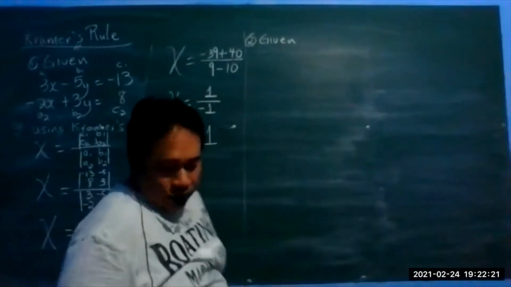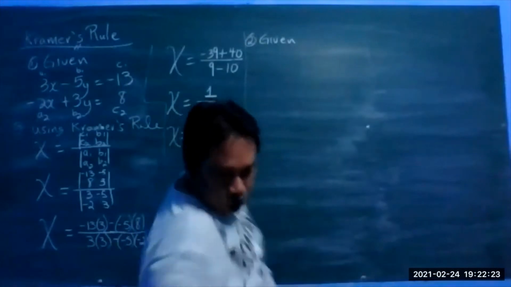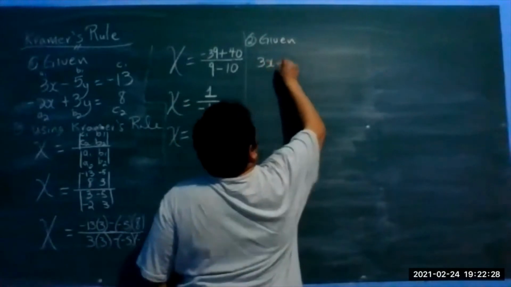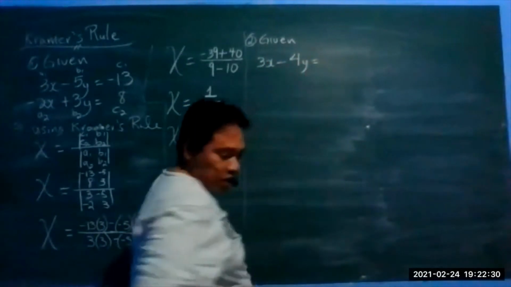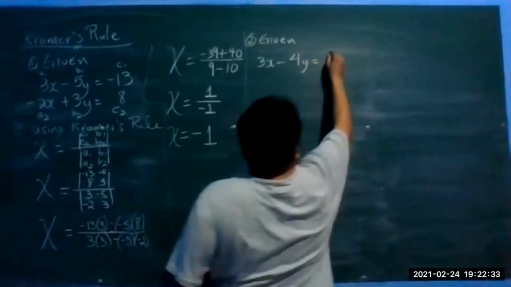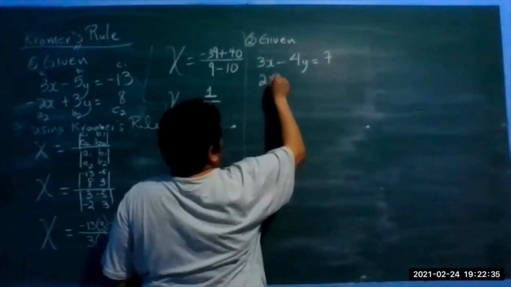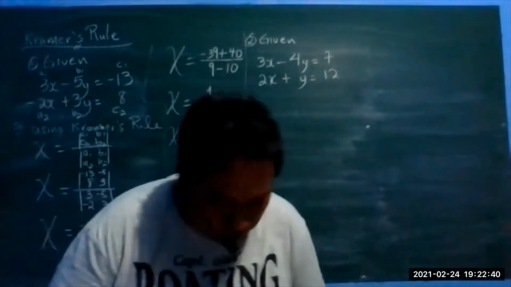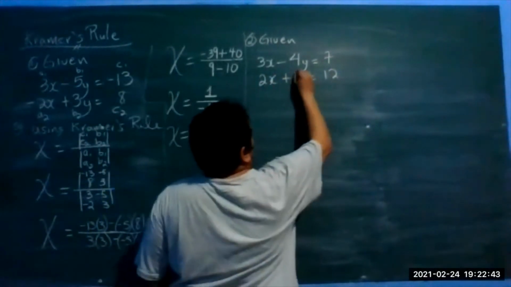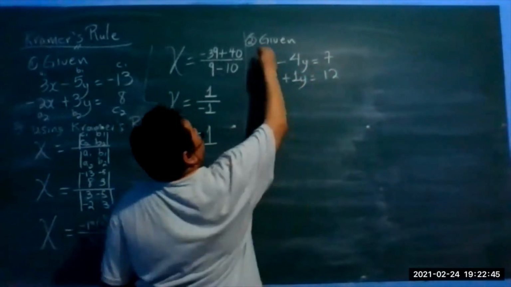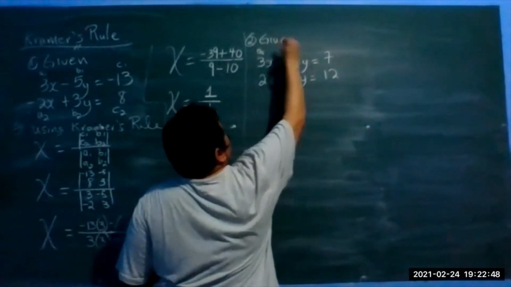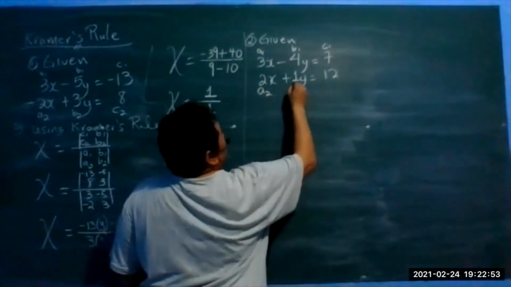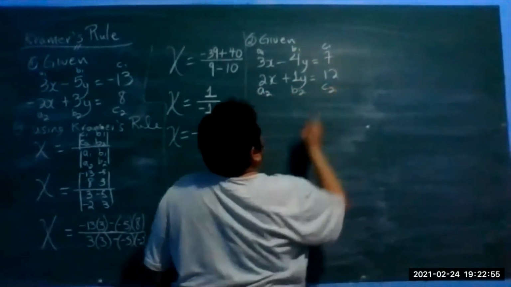So given, the second question says 3x minus 4y is equal to 7, and 2x plus y equals 12. So I'm going to put a 1 here because I need a value. So this is A1, B1, C1, this is A2, B2, C2.